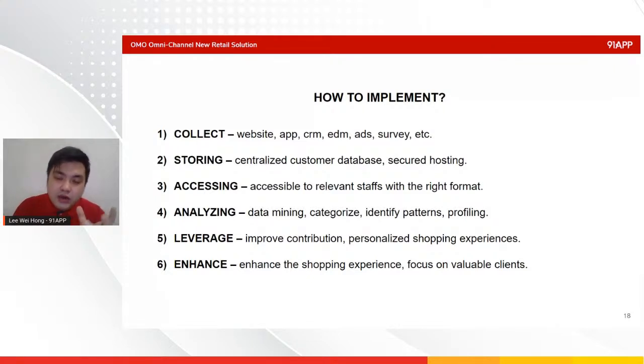And once you have collected all this data, how you want to store it is very important. Normally, we would recommend you to centralize all this customer database so that you can have an overall analysis, consolidating them all together.